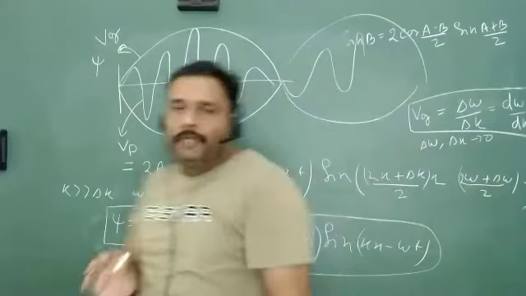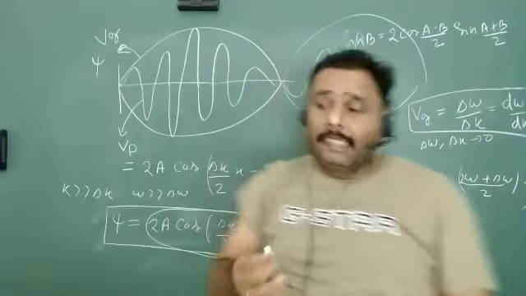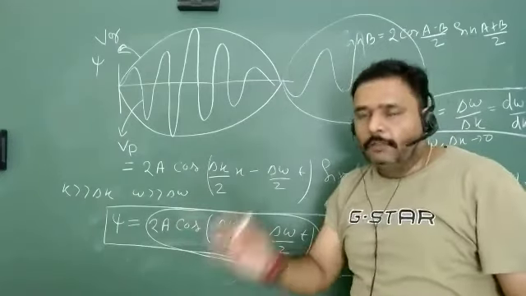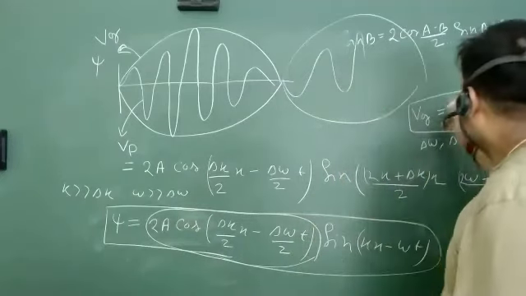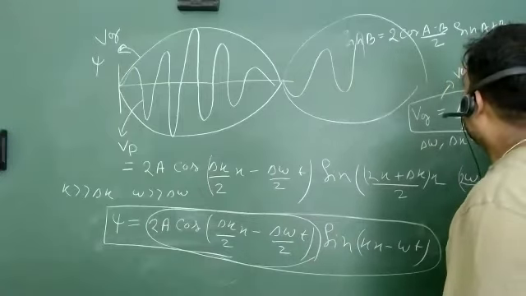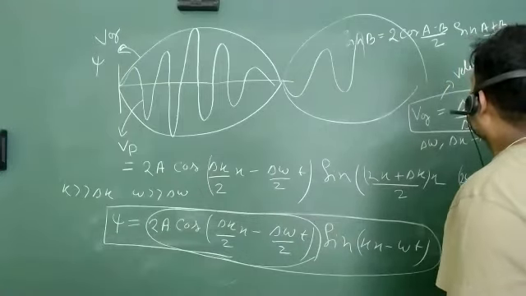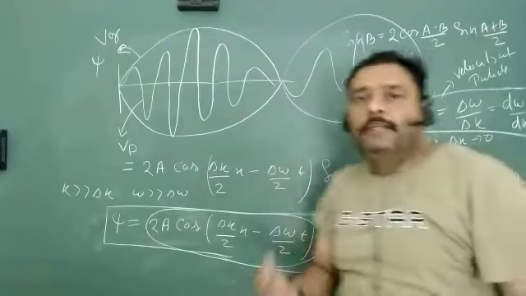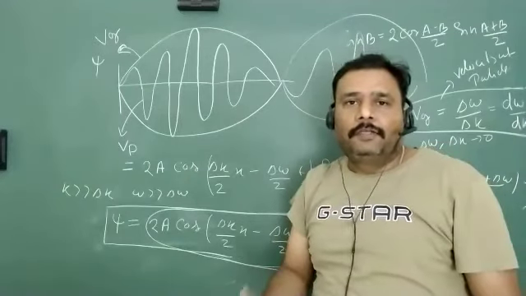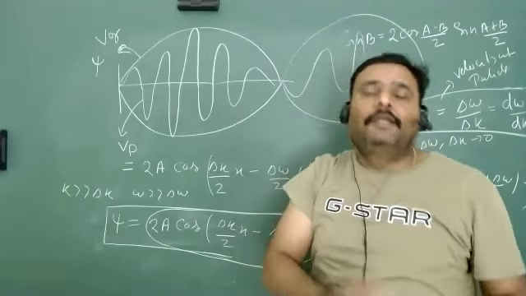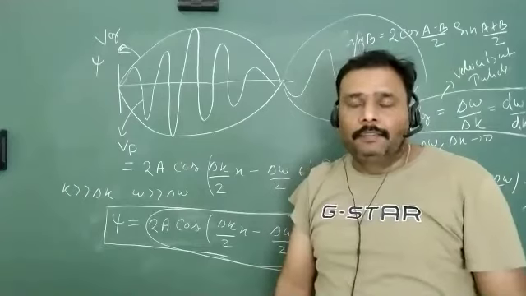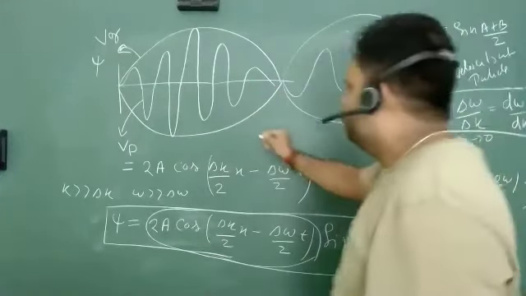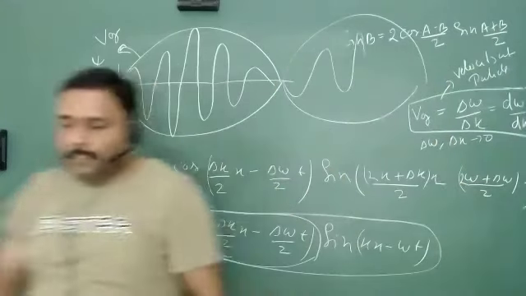And what is this group velocity? You will be surprised that this group velocity is actually the velocity of a particle. I will show you in tomorrow's class that group velocity is nothing but the velocity of the particle. This is the actual velocity which is responsible for the de Broglie wavelength. And this other one is known as phase velocity.